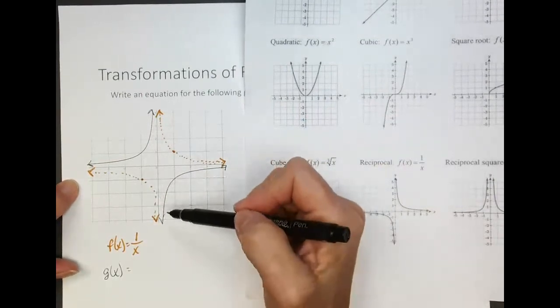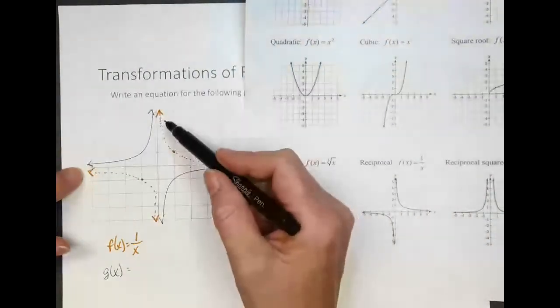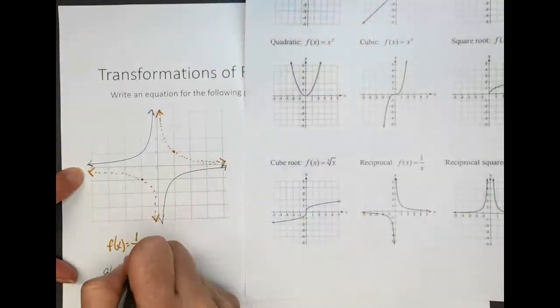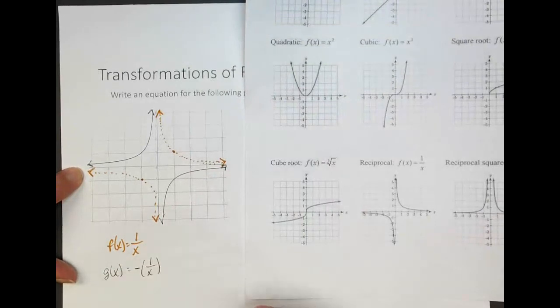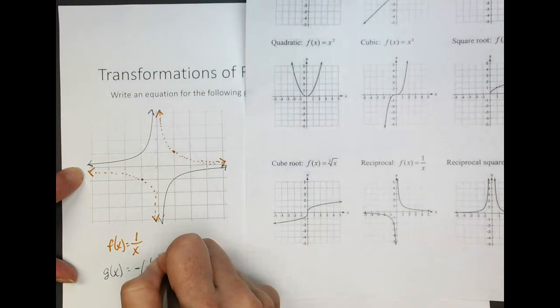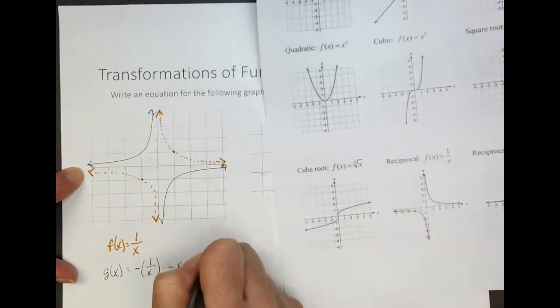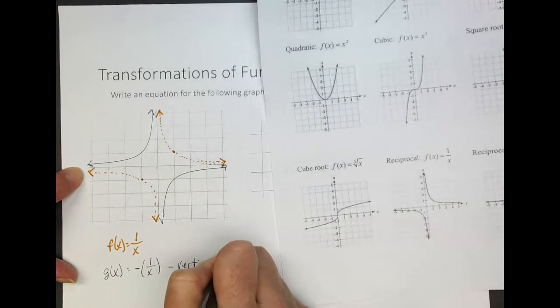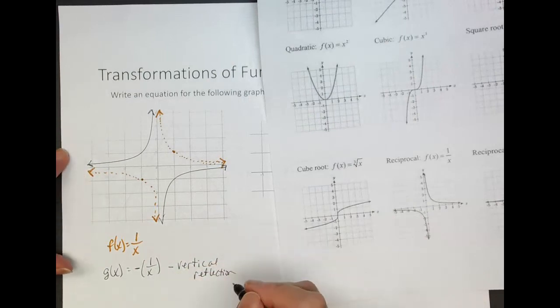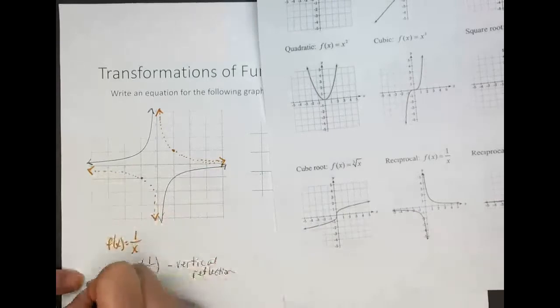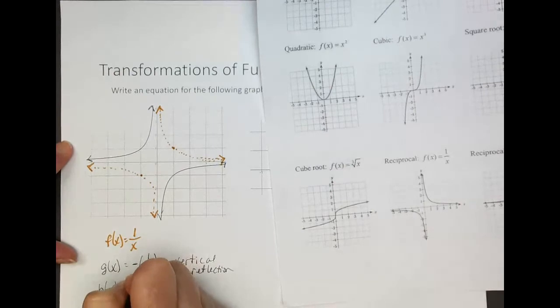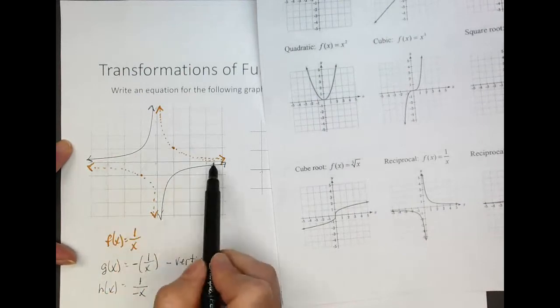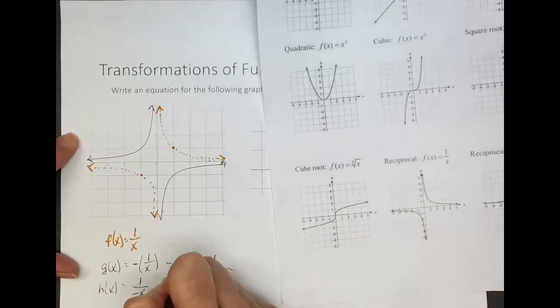if it were reflecting across the x-axis, so a vertical reflection, we would write that as negative 1 over x, right? That would be a vertical reflection, reflecting across the x-axis. If it was reflecting horizontally, we'll call him h of x, it would be 1 over negative x, right? All the x's that were negative become positive, positive become negative. That would be a horizontal reflection.